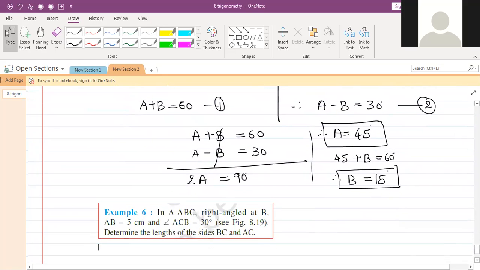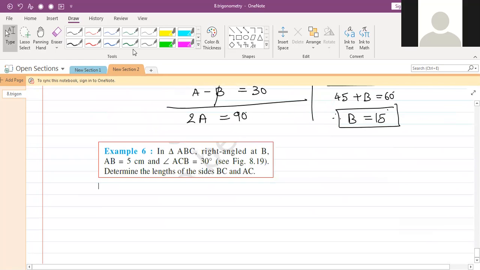Okay. In this question, in a right angle triangle ABC, B is a right angle. So here I can draw the rough figure. B is a right angle, AB is given as 5, and an angle is given. So I take B, this one is A and C. AB is 5, and here angle ACB is given as 30 degrees. So this angle is 30. They have already given it, and now using this we can determine the lengths of sides BC and AC.